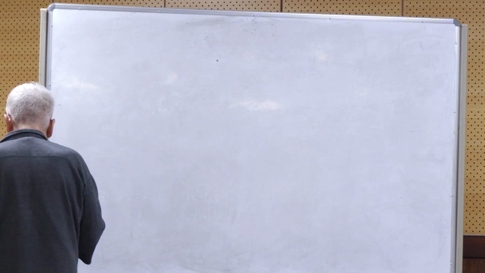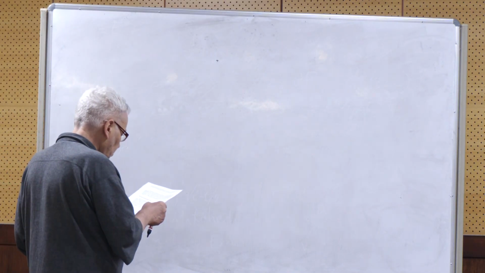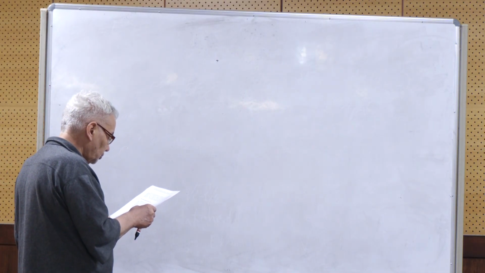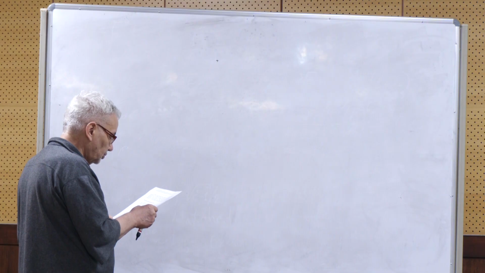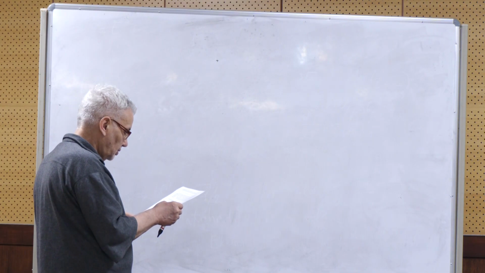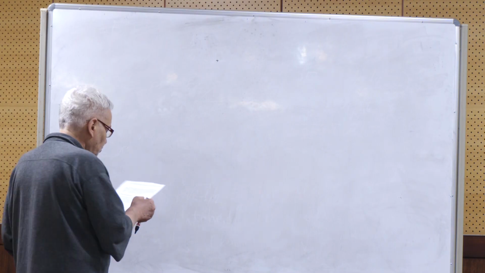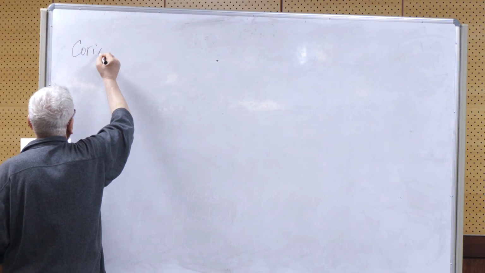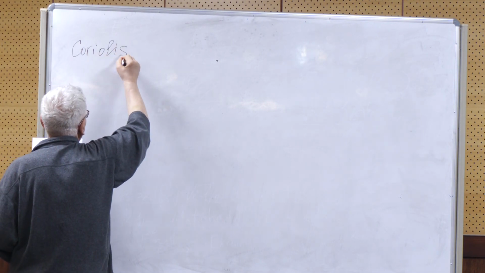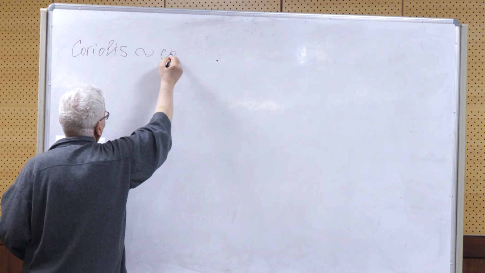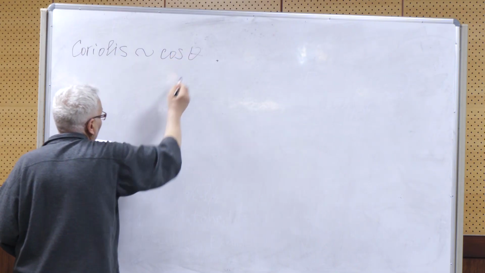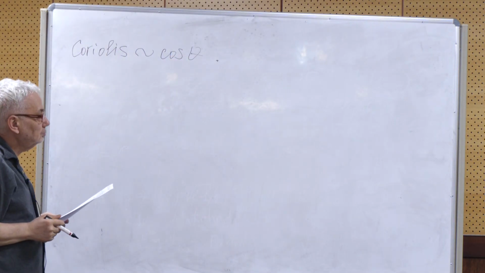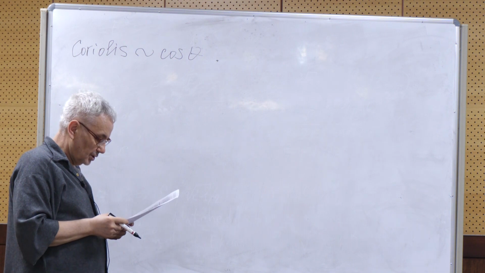So this difference is due to the fact that the Coriolis force contribution to these layers, which I just showed you near the equator, is proportional to cosine theta. It's proportional to the cosine theta.